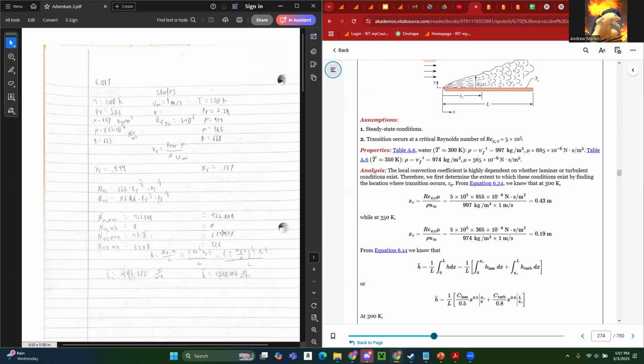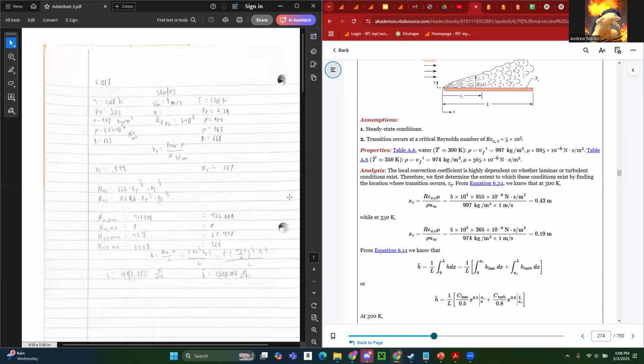This can just become h is equal to the integral of the Nusselt number times k over L, which can then be rewritten as h is equal to either the laminar or turbulent Nusselt number, which is in terms of a constant, the Reynolds number and the Prandtl number, which is a constant material property, and evaluate it using the laminar value from 0 to xr, plus evaluating the integral from xr to 0.6.